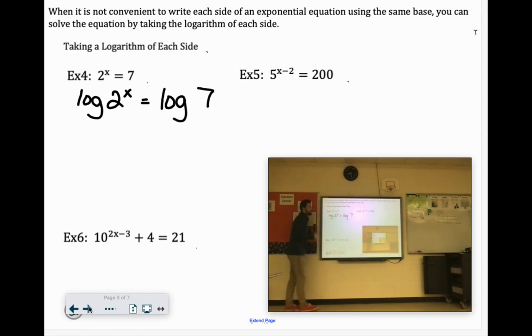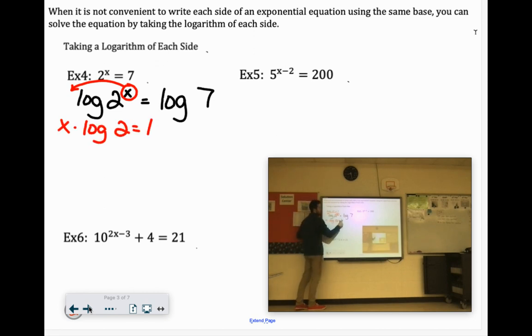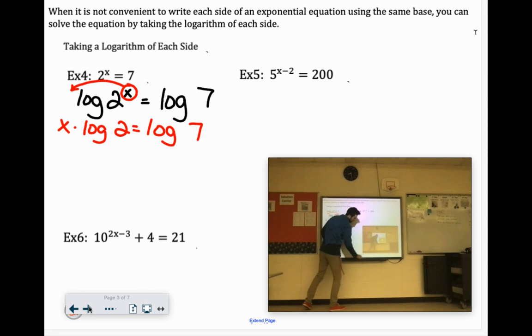Now remember, these technically have a base of 10, we just don't write it. And this is going to allow us to use that change of base formula, but there is a little curveball. We have this exponent, so we're going to kick that to the front and make it x times log of 2 equals log of 7. Now you also don't need to write the multiplication there, you can just write x log 2 if you want.